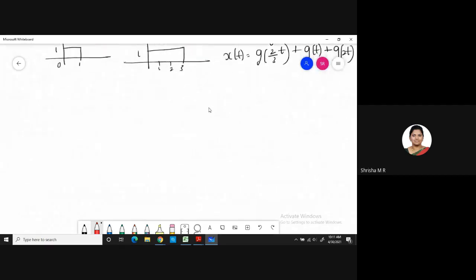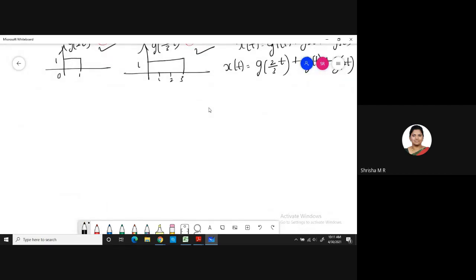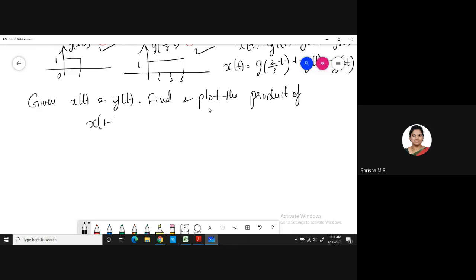So I'll give you one multiplication problem. You try solving that. Given x of t and y of t, find and plot the product of x of 1 minus t and y of t by 2. Okay, I'll give you x of t and y of t. You try plotting.